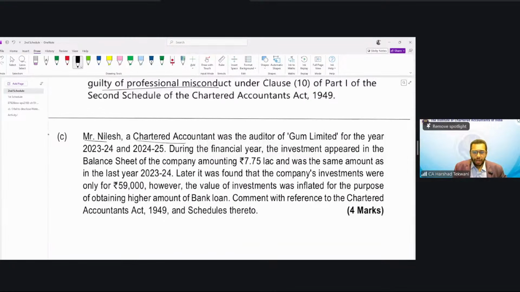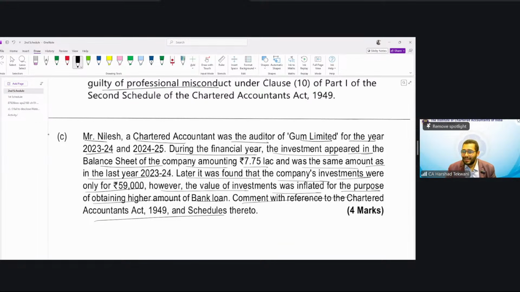Mr. Nilesh, a chartered accountant, was the auditor of GUM Limited for the financial years 23-24 and 24-25. During the financial year, the investment appeared in the balance sheet of the company amounting to 7.75 lakh, the same amount as the last year 23-24. Later on, it was found that the company's investments were only 59,000. However, the value of the investment was inflated for the purpose of obtaining a higher amount of bank loan. Comment thereto with reference to the CA Act and the schedule thereto.